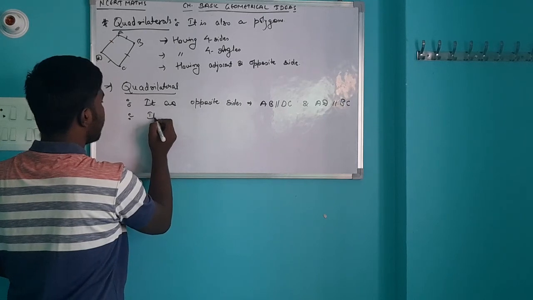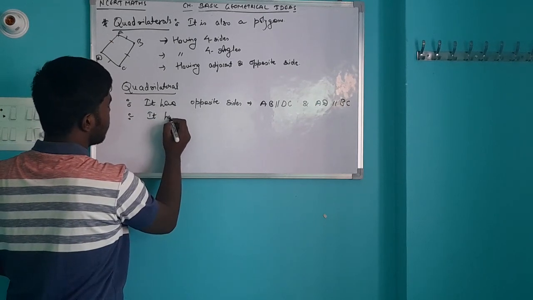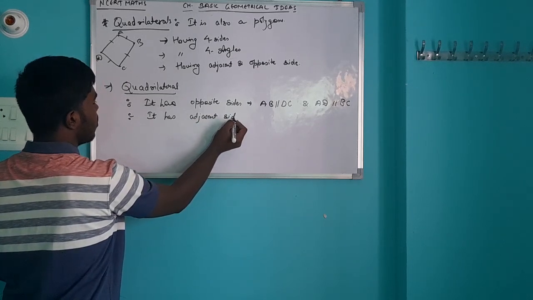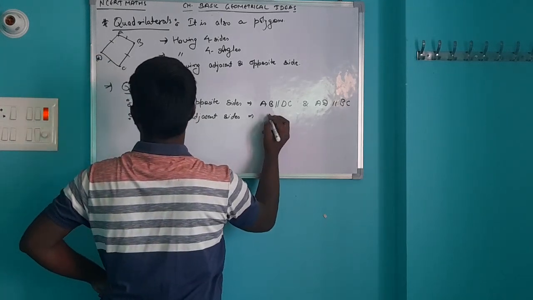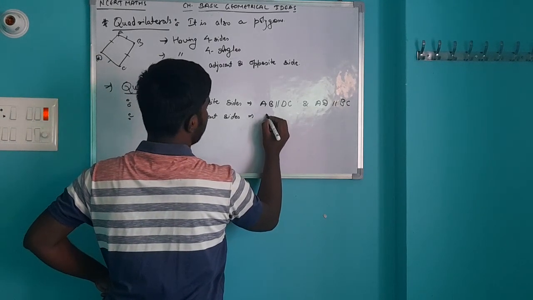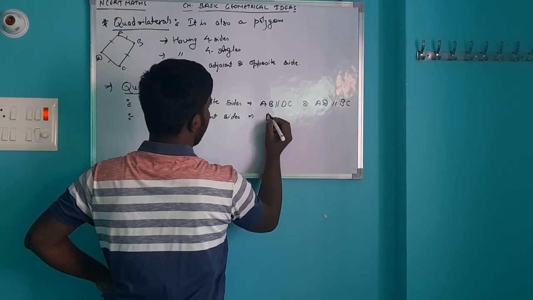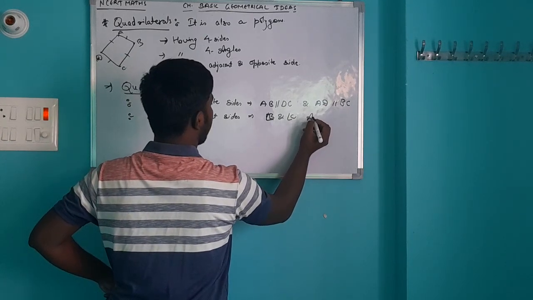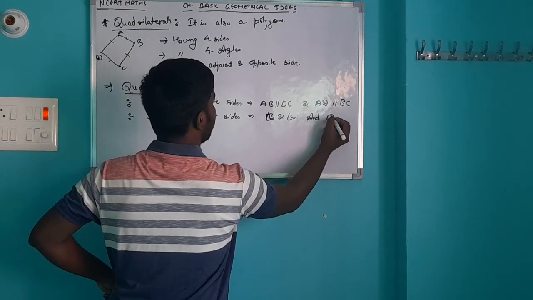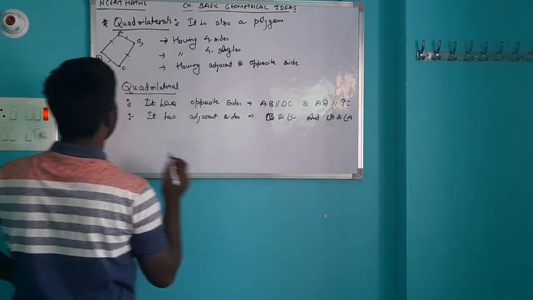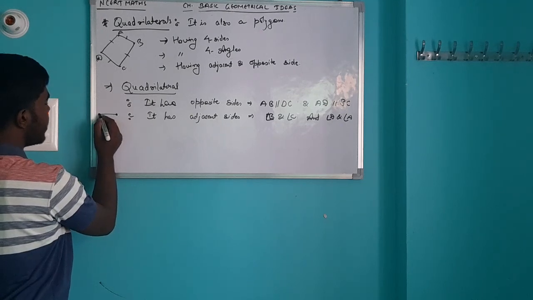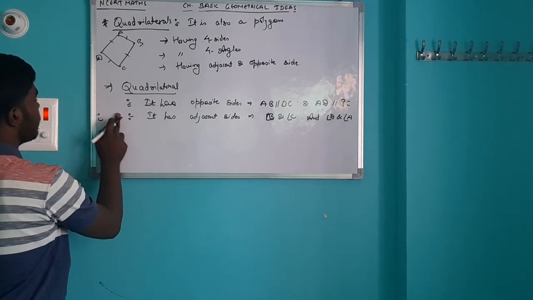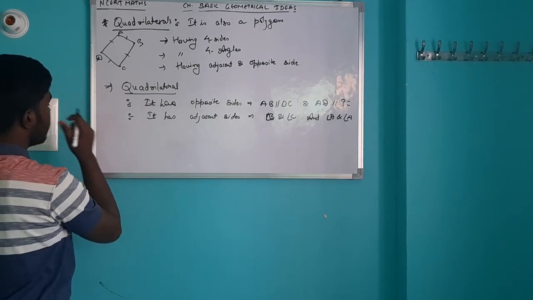And the second point we have, it has adjacent sides. Like angle B and angle C are adjacent and angle D and angle A are adjacent. Means the points which are made at each end, like C and B, they are adjacent to each other. So this is all about the quadrilateral.